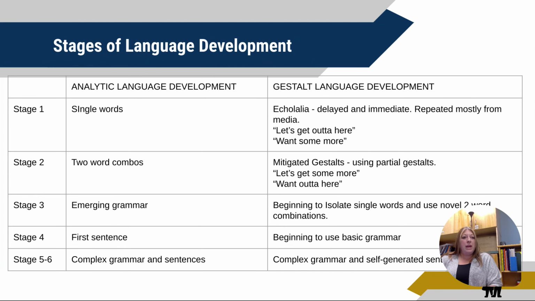We also have delayed echolalia, which is more commonly used with Gestalt language processors. The child repeats language after a significant delay. So usually they've seen some form of TV show or something, and they later on are using that script in another scenario to match that same feeling or emotion.